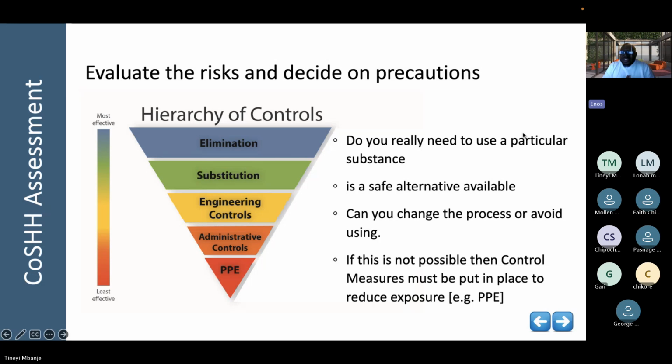All right. So everybody knows this hierarchy. It works. It's got different names, but this is the most common one: elimination, substitution, engineering controls, administrative controls, and PPE. And one of the things when we do our COSHH assessments, we have to think of it. Do we really need to use this particular substance if it is hazardous? So remember, I'm gonna go back to my example of painting a non-slip walkway.